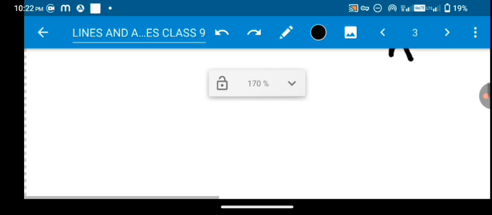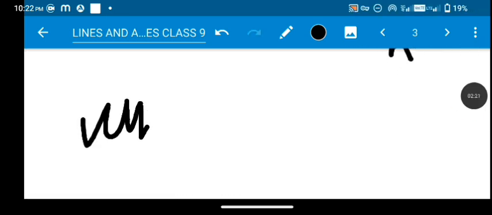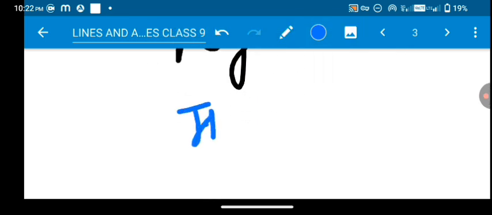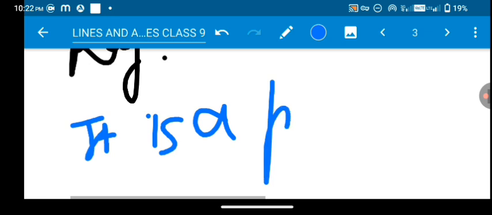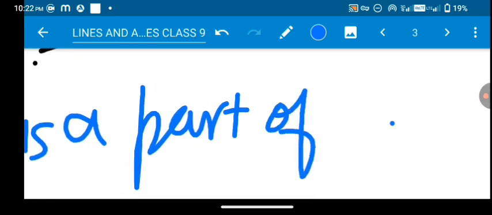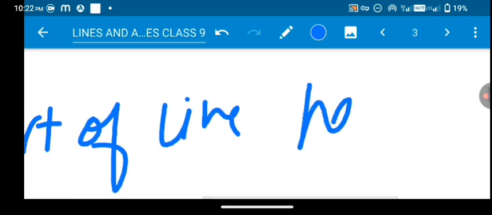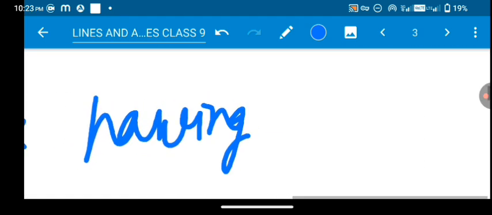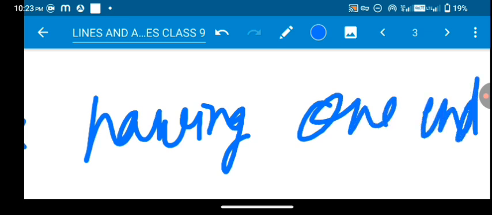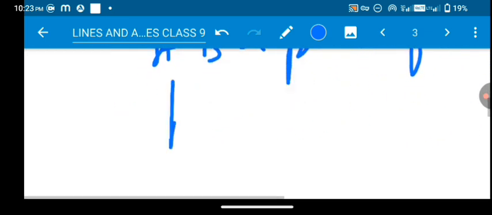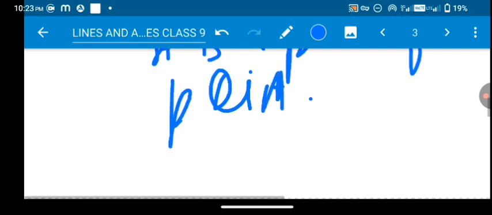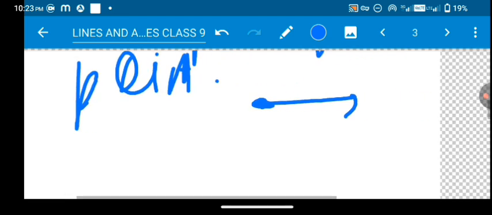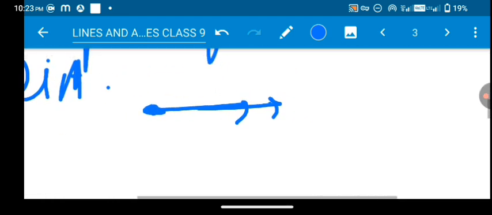Next, what is a ray? It is a part of a line having one end point. Suppose I made this. It can be extended more. Here it is extended.